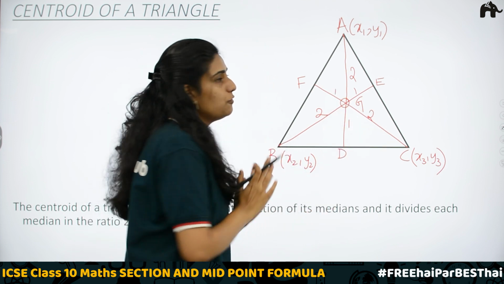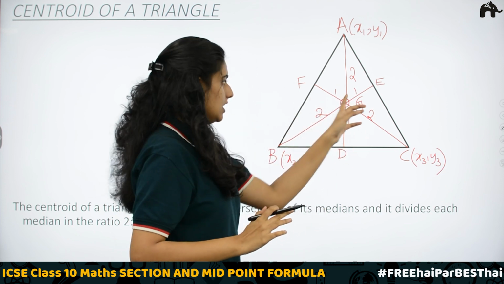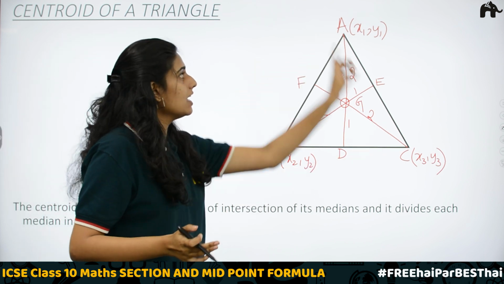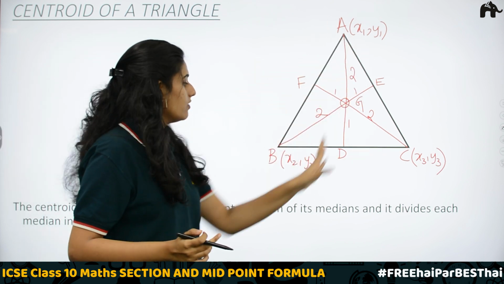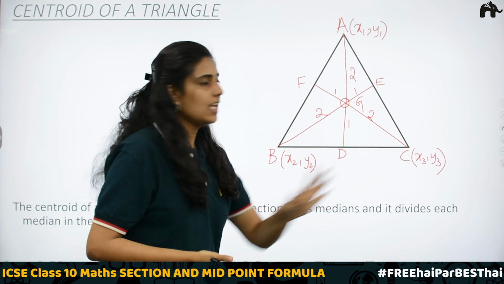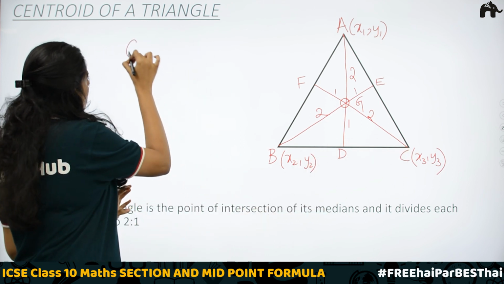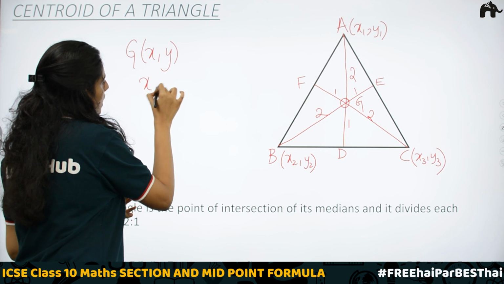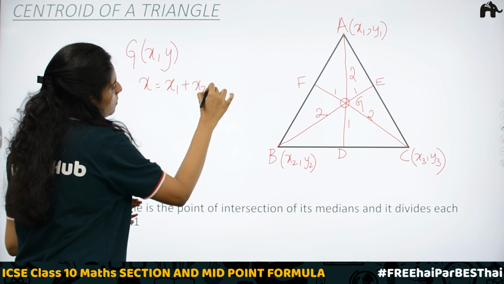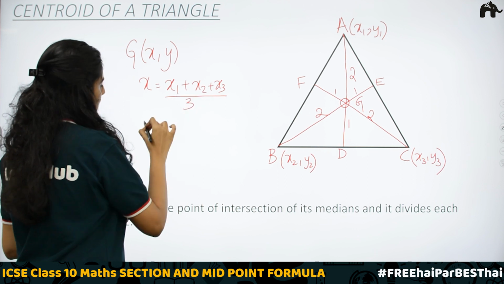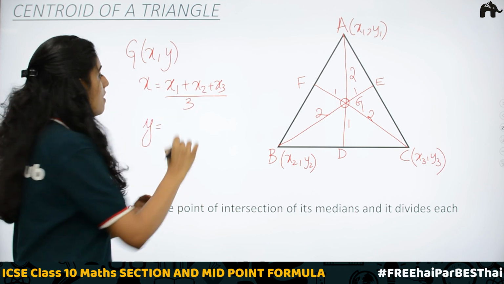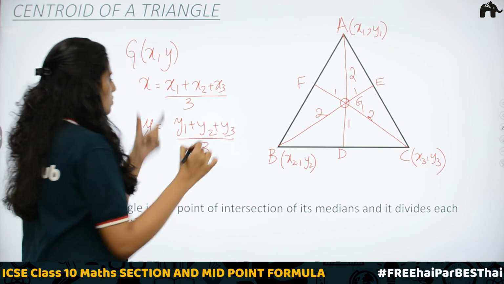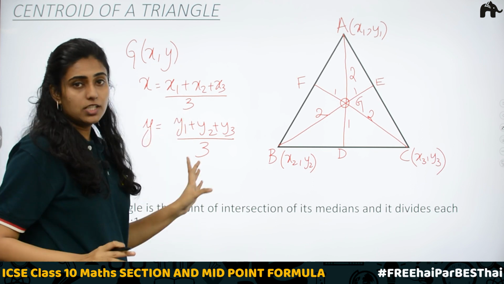Now, how can you find the coordinates of G? Coordinates of the centroid of triangle ABC. Here we have ABC with coordinates A x1, y1, B x2, y2 and C x3, y3. Centroid G has coordinates x, y. X will be equal to x1 plus x2 plus x3 divided by 3. And the y coordinate will be equal to y1 plus y2 plus y3 divided by 3. Using these formulas, you can find the coordinates of centroid.